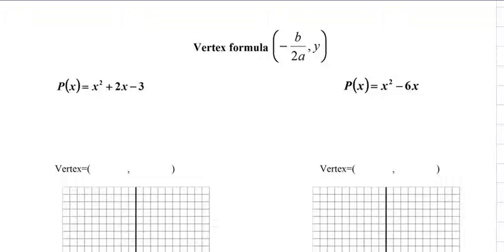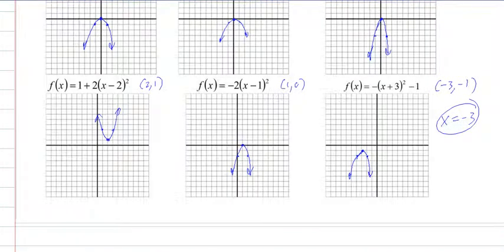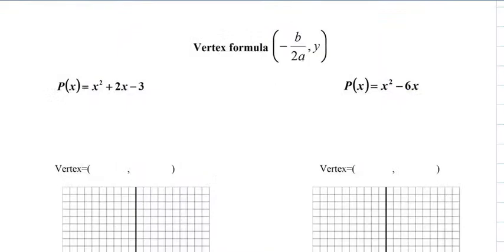All right, vertex formula. To graph this, we need it to look like this. This is our way we can quickly graph it. So what we need is a way to find the vertex. We already know the a. The a is always right there.